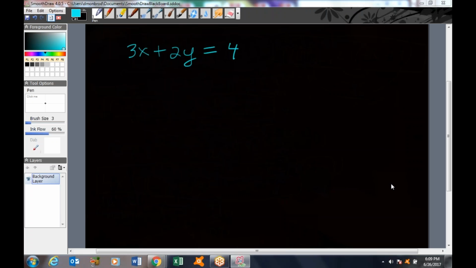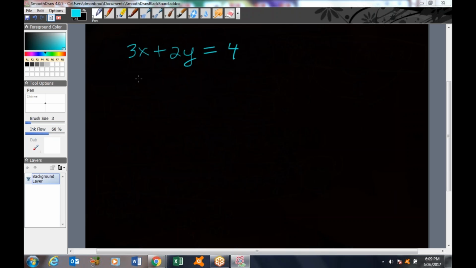Today we're going to look at a couple things regarding graphing lines. To begin with, we'll start with this equation. This is your standard form of a linear equation in two unknowns here.